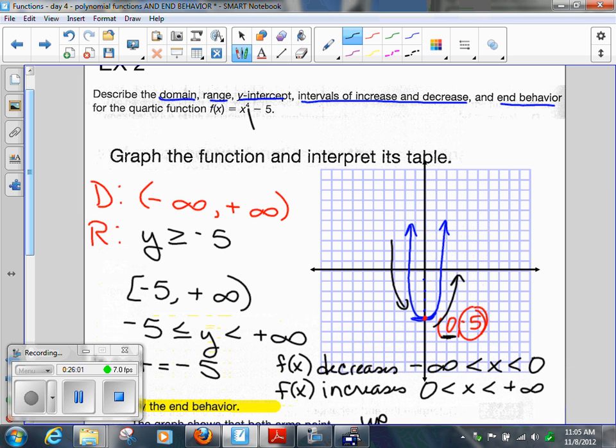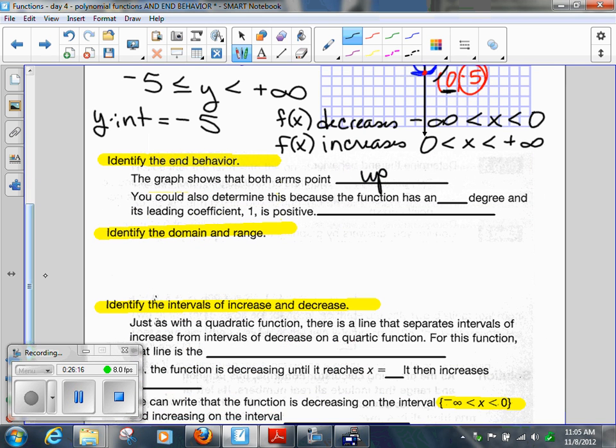Folks, remember finding degree in Algebra 1? The highest exponent is what kind of number, even or odd? It's a 4, so that means it has an even degree, and its leading coefficient is 1, which means it's positive. Anytime your leading coefficient is positive, it's going to be upward turned.